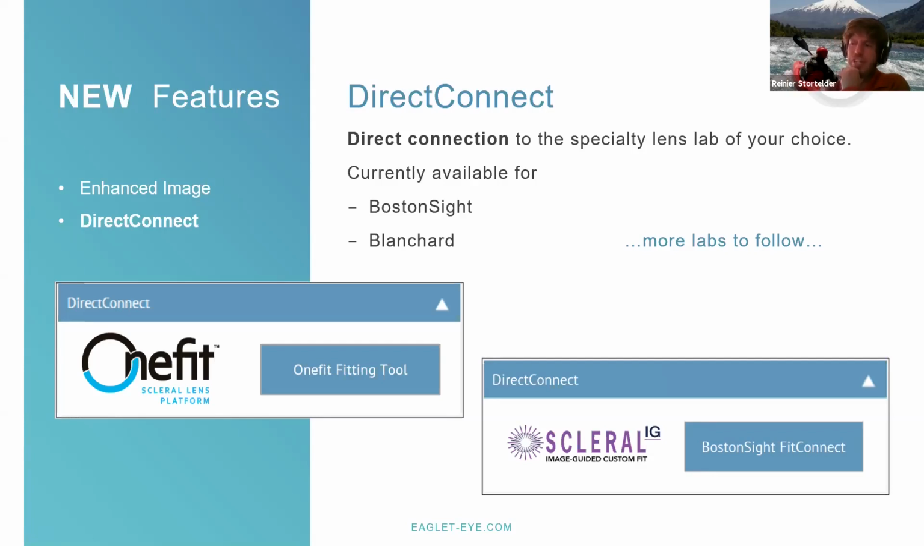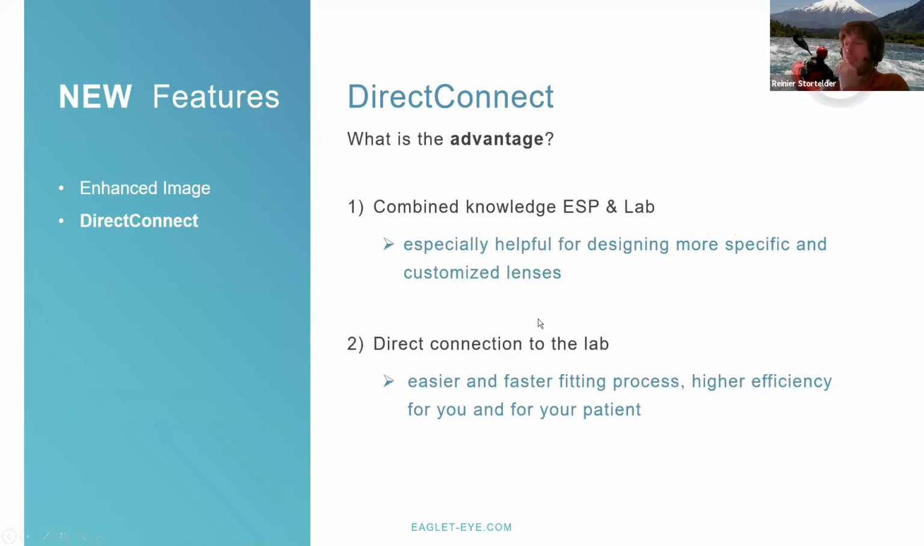So on the website of the Boston Sight and Blanchard, this is the way how it looks. You will just find it just below the first lens fit algorithms. So it will be easy to find.